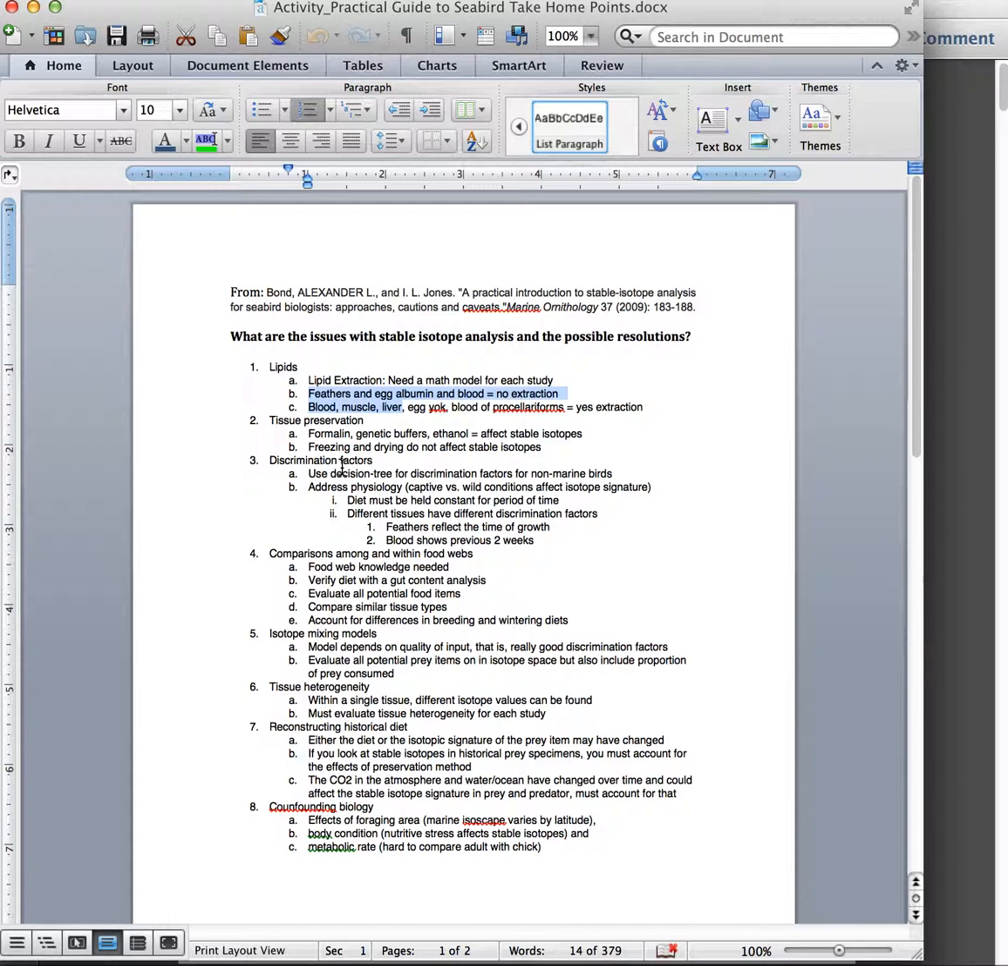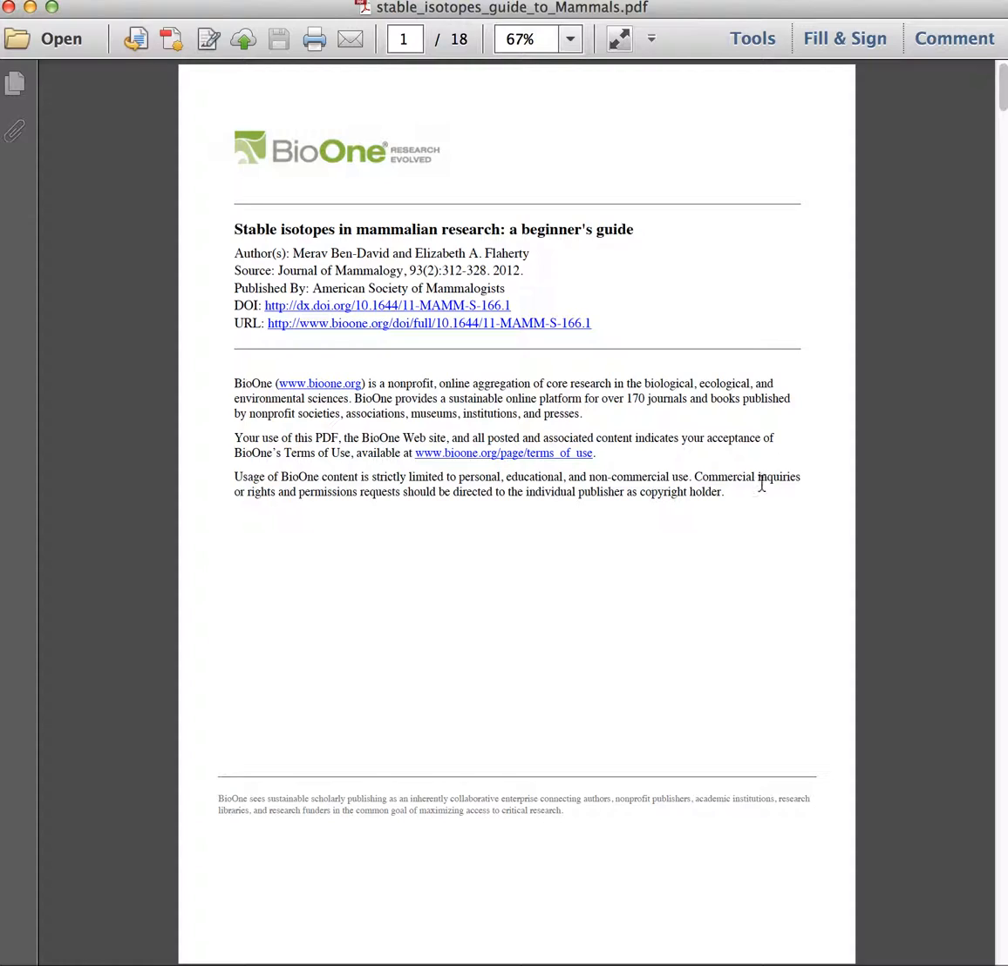And so on. And I want you to go through and then have an idea of how many of these different issues are addressed. Are there ones that are not addressed? And then also be making notes on any issues that were not brought up in the Bond and Jones paper that our current Ben David and Flaherty paper mentions. So you will come away with a list of which ones of these were mentioned, and then anything new that this paper contributes.